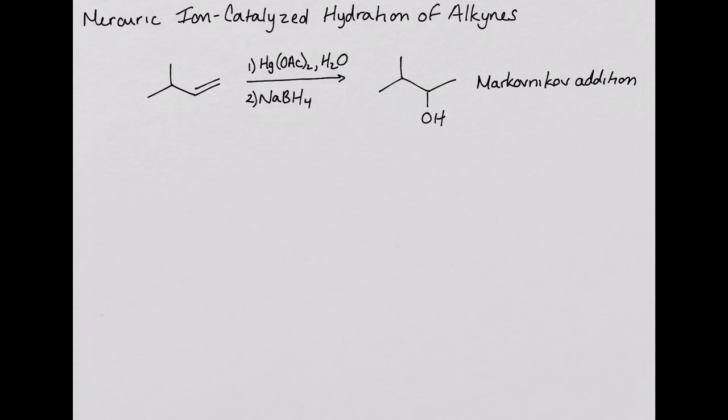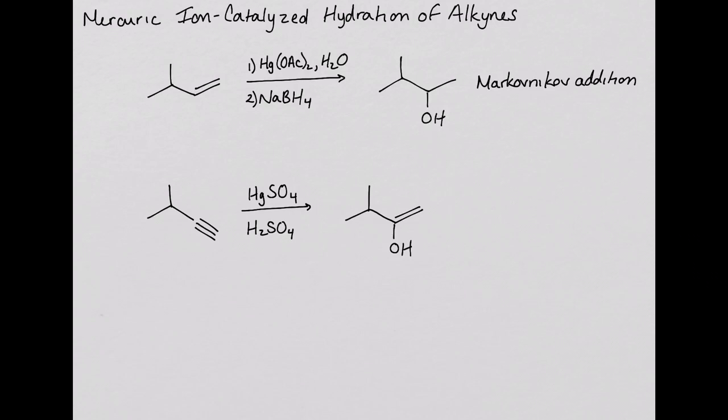Hydration of alkynes works in a similar fashion. Instead of mercury acetate, however, we use mercury sulfate. Additionally, the reaction requires a strong acid catalyst. Just like with addition to alkenes, we see Markovnikov addition to the alkyne.